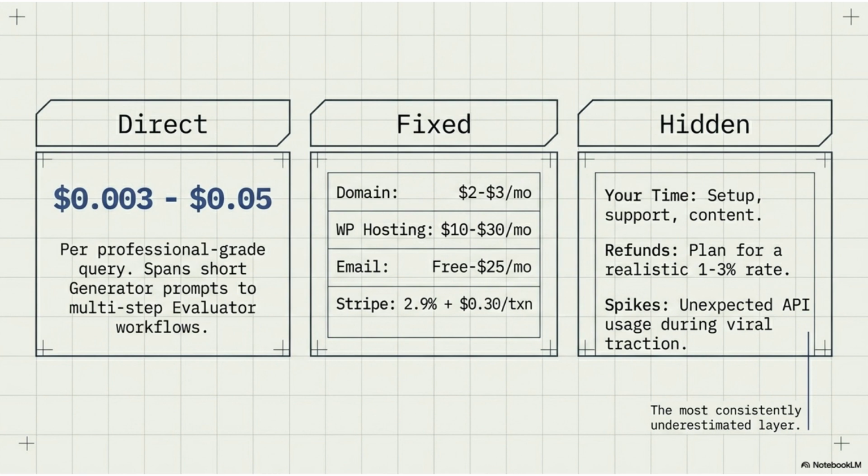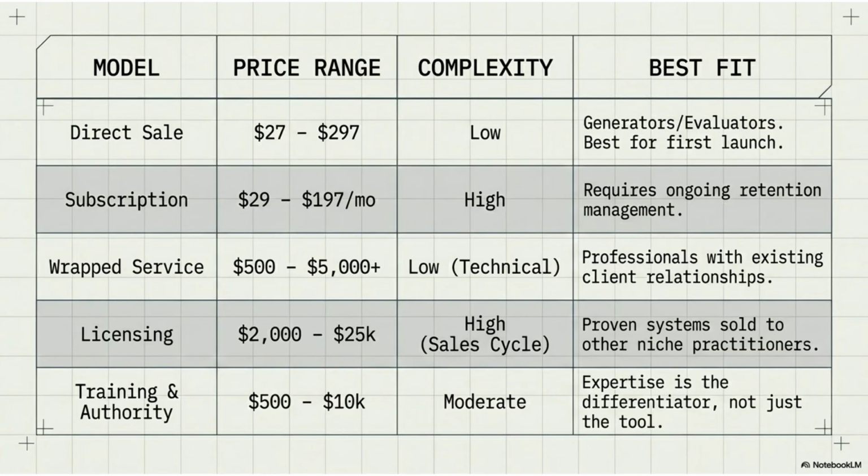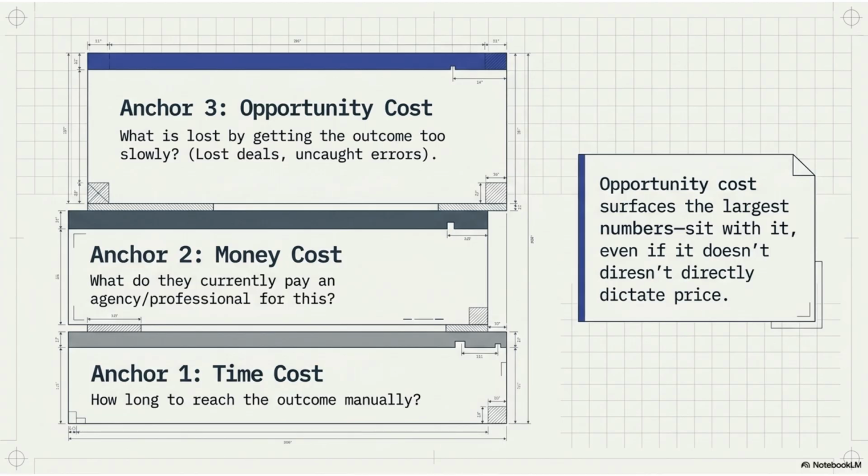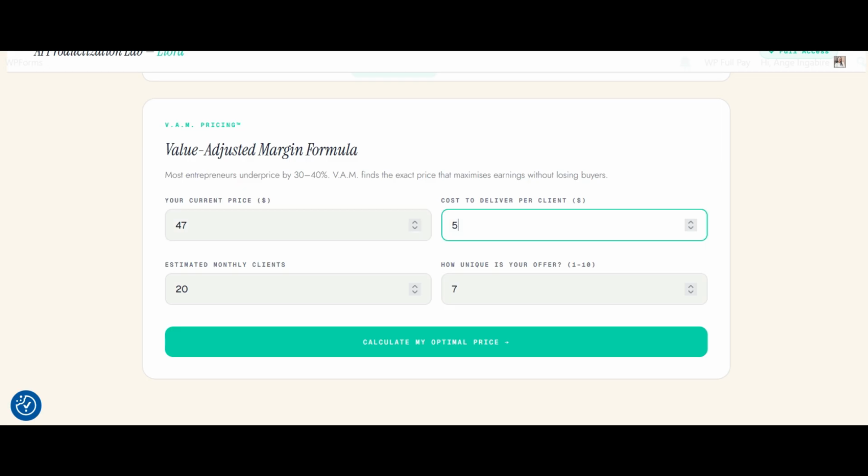Today we work through the full picture: what your AI product actually costs to run, the 5 revenue models that are mapped out in the workbook, realistic price ranges, and the pricing framework that anchors your price to something more durable than what feels reasonable.